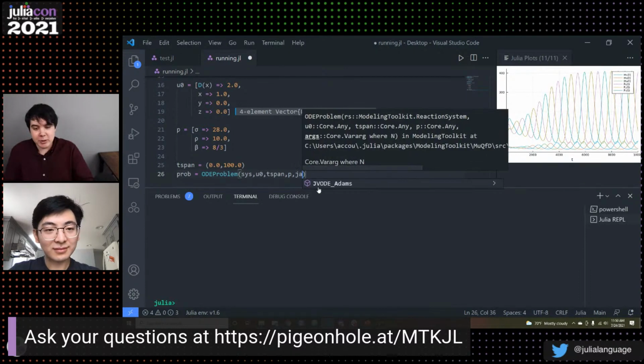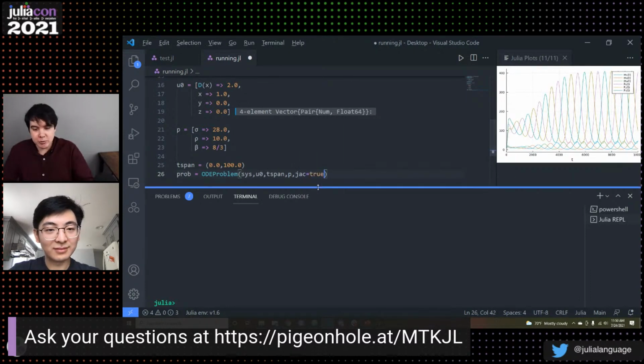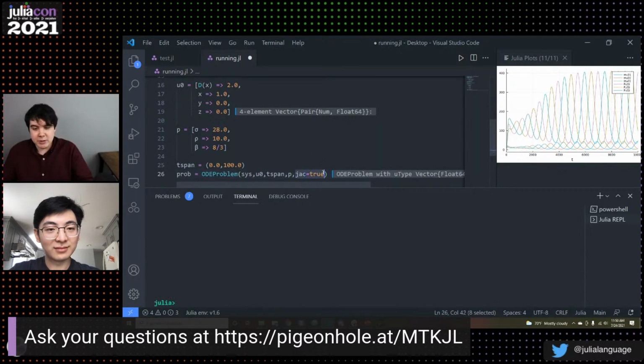As a little note, I'm going to just say jac equals true, right? Where jac equals true means build the analytical Jacobian function for us. We're going to need it in the solve, right? So you can say jac equals true, sparse equals true, all the things that Yingbo is demonstrating with Symbolics.jl, you just tell it to do that under the hood and it will do this for you.